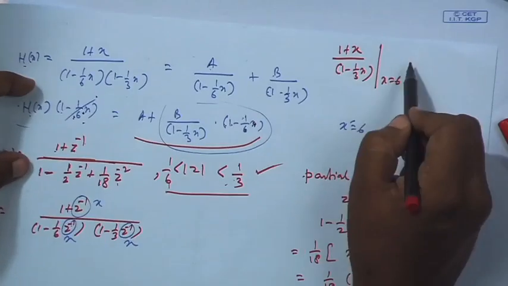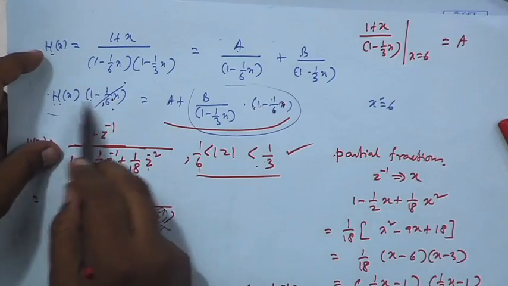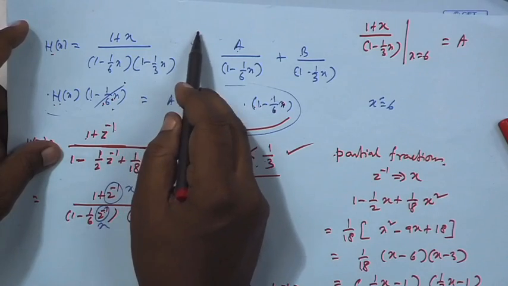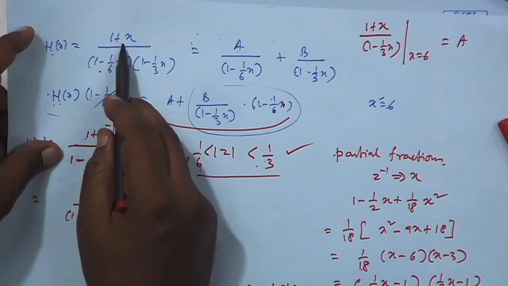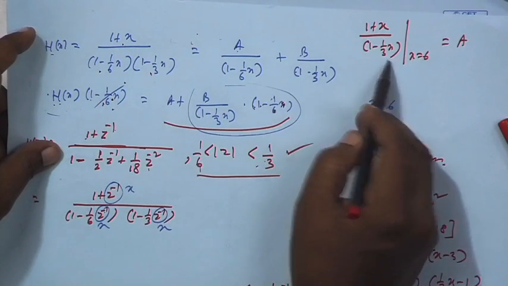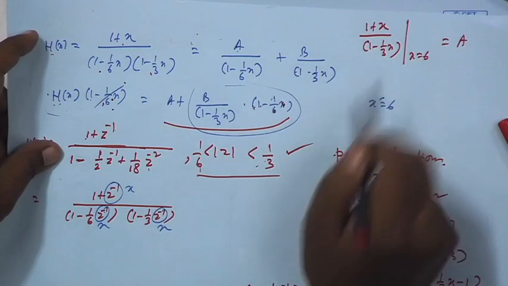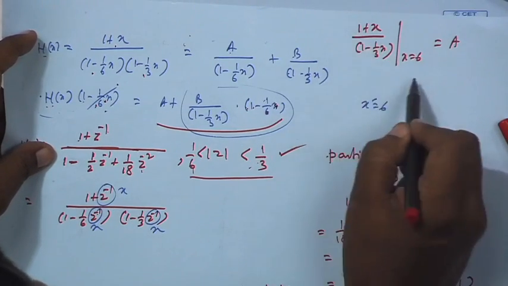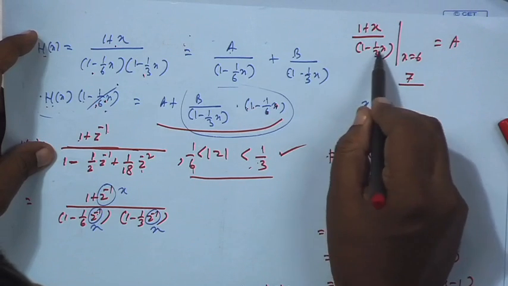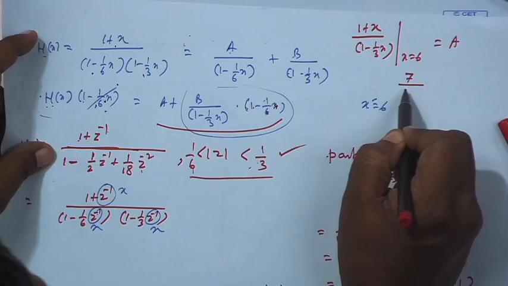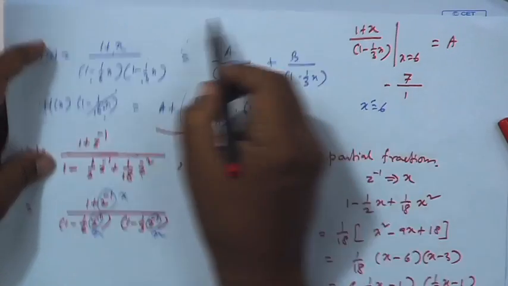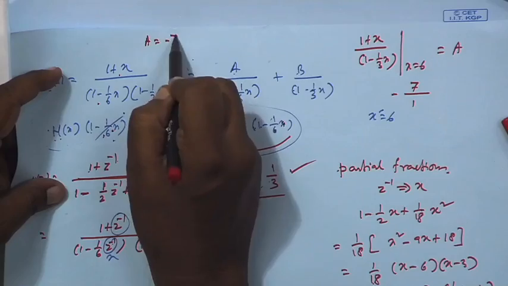So the right hand side is a, and the left hand side is H(x) into (1 minus 6x). If you multiply H(x) by 1 minus 6x, that cancels with the denominator, and you are left with (1 plus x) by (1 minus 1/3 x). You put x equal to 1/6 here, and that will give you a. So if you put x equal to 1/6, you have 1 plus 1/6, which is 7/6, divided by 1 minus 1/3 into 1/6, which gives a value, and that determines a.